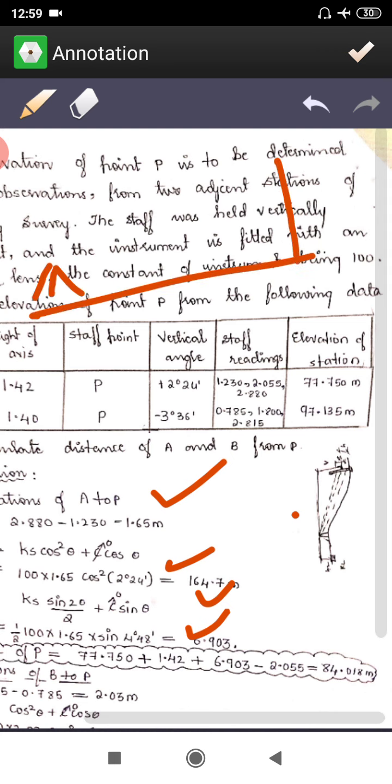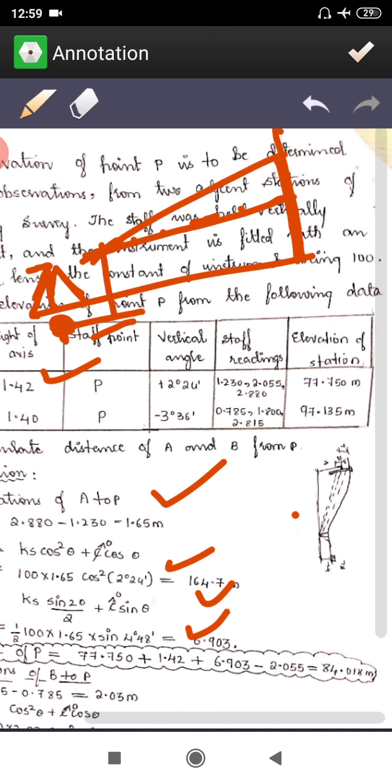If you take this, and this is the line of collimation, now here, this RL of instrument station means the RL of this point they have given. Now with this ground point, you are supposed to add H. This H is given, H means 1.425. Then you are going to come here, and here you will have the different readings.